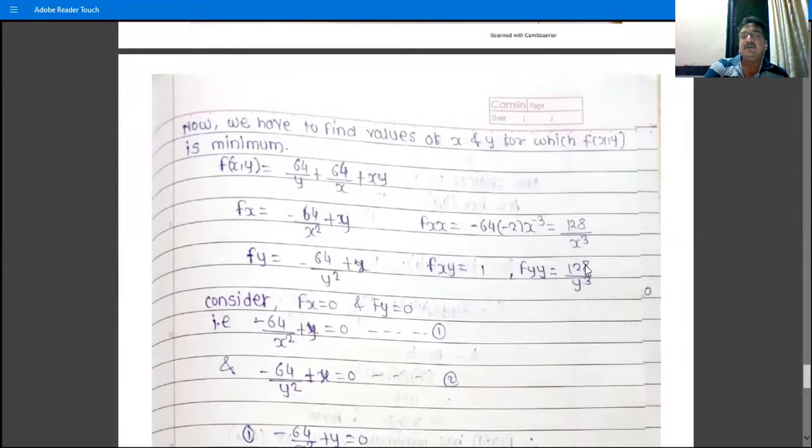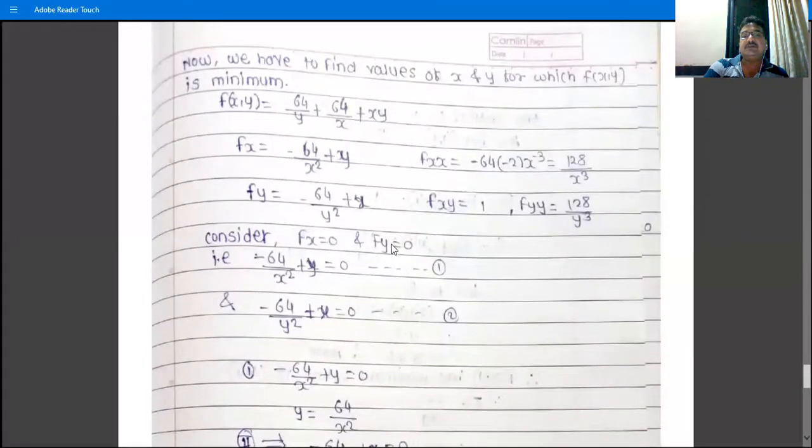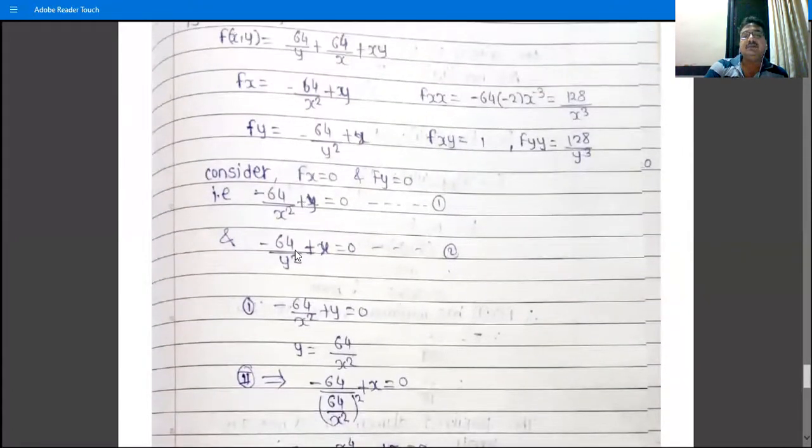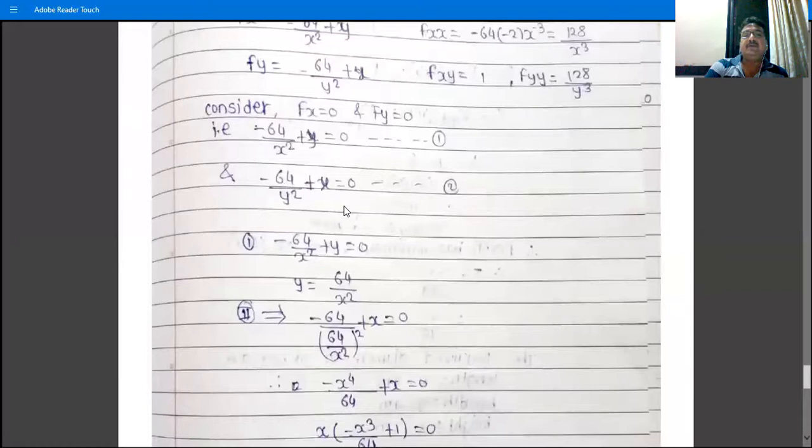Similarly, f_yy is this, and f_xy means what? The derivative of f_x with respect to y: the derivative of minus 64 by x square is 0, and the derivative of y is 1, so f_xy is 1. Then consider f_x equal to 0 and f_y equal to 0 for critical points or stationary points, so this is equal to 0, and this is equal to 0.